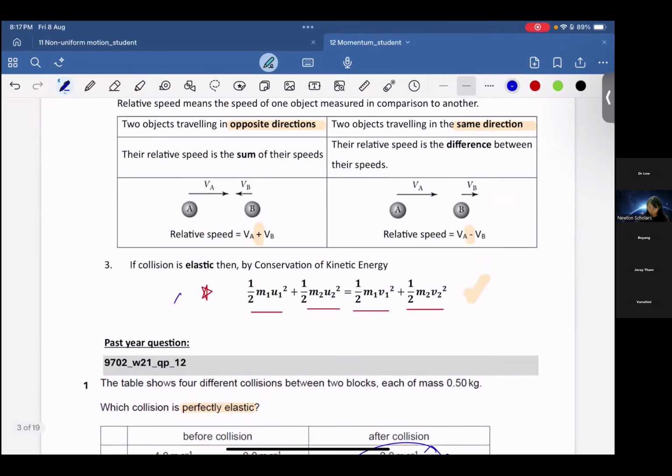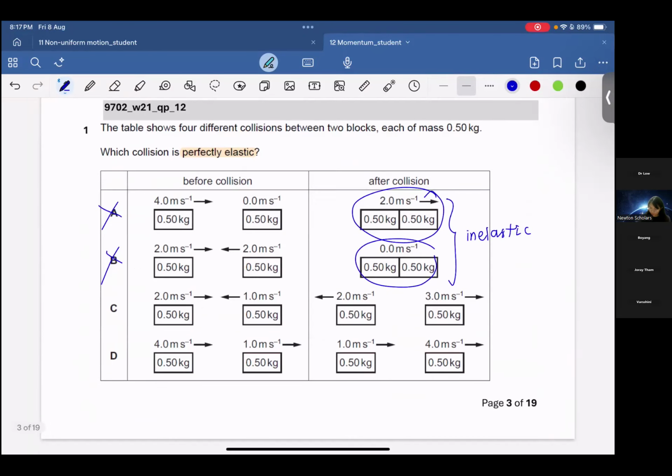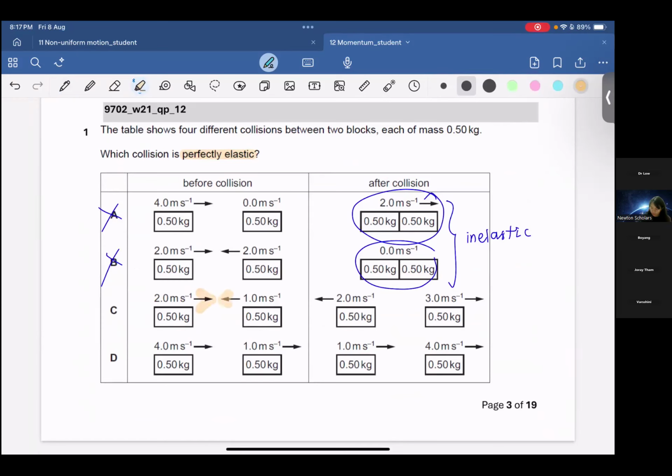Okay, so we use the relative speed. You look at these two, they are in opposite directions. So the relative speed for these is 3 meters per second, added up together. Then for this one, also opposite direction, so this one becomes 5 meters per second. They are not the same, so they are not perfectly elastic. Then the D line, 4 and 1, in the same direction, so we use 4 minus 1. It should be 3 meters per second.